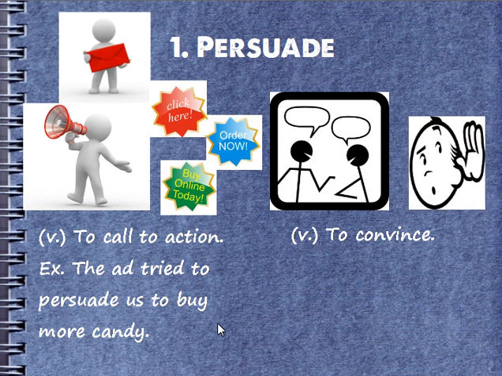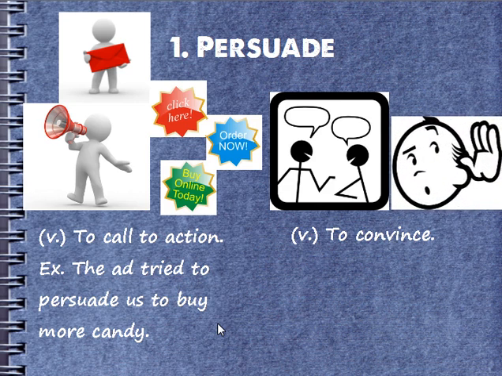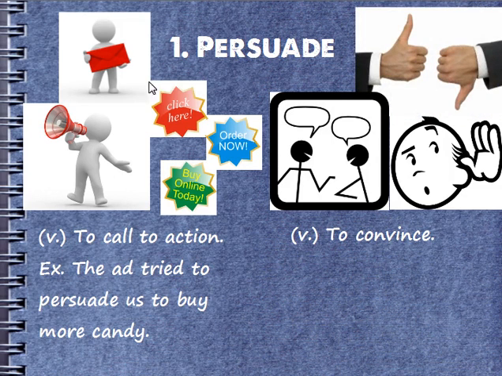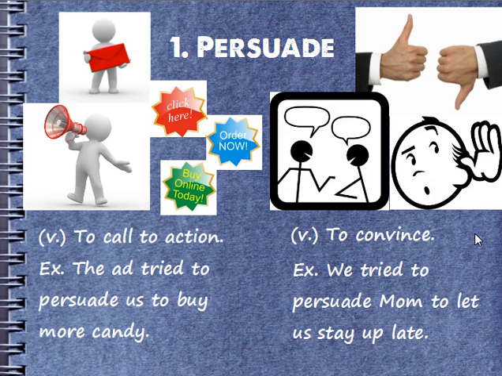If you're trying to convince someone, you're trying to persuade them, you're going to have to make them listen and pay attention. But even if you're trying to convince someone, you should know they're not always going to agree with you. Just like a call to action, people won't always do what you ask them to do. People won't always agree with what you have to say. Here's your example. We tried to persuade mom to let us stay up late.